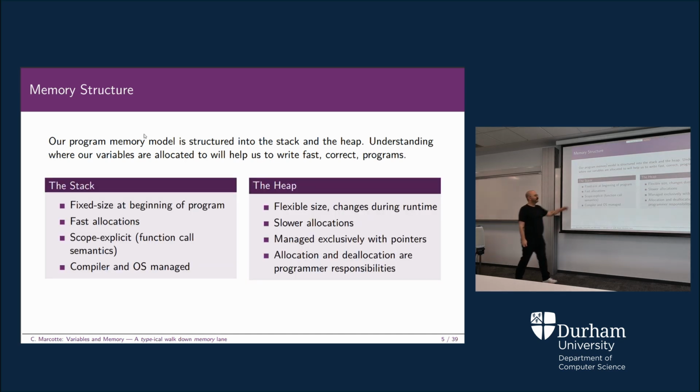For the stack, it's fixed size and it's located at the beginning of the program in memory. The allocations here are typically fast. I say typically in the sense that you are typically allocating very small things. So when you write int x equals 4, you are making an allocation to memory. But because it's a single integer, if it's on the stack, that's quite fast. This is almost always scope explicit. So you have to follow function call semantics. We'll talk a bit about scoping in a bit, and you'll talk about function call semantics later on in the session.